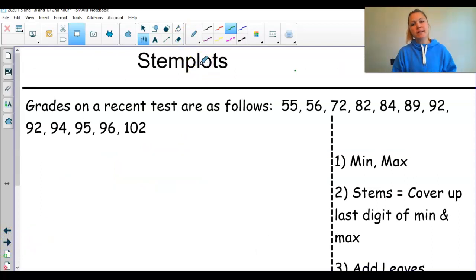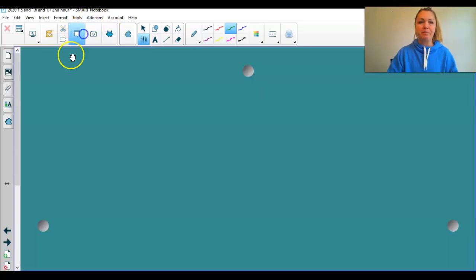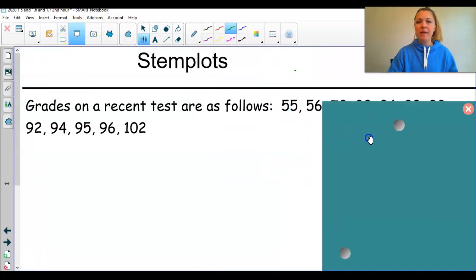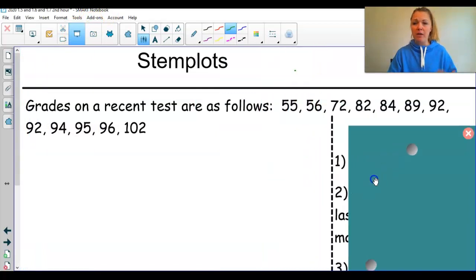Okay, the next one is a stem plot. When you were in middle school, you learned it as a stem and leaf plot, okay? Let me cover up the steps here. So I have my data. I have grades on a recent test are as follows, okay?